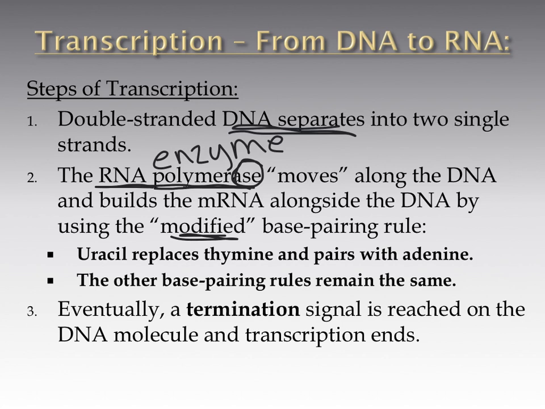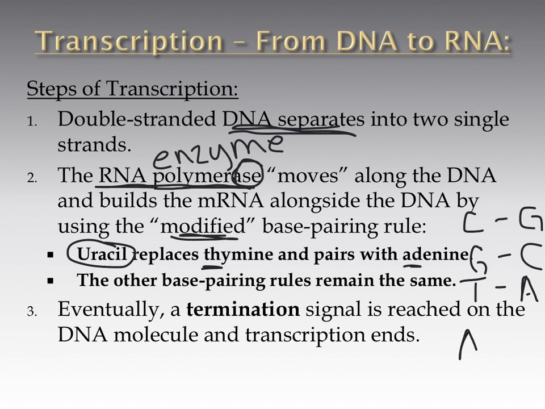The only difference is that when there is an A in the DNA, we're not putting a T in. We're putting a uracil in. Uracil is replacing that. All of the other base pair rules remain the same. If you have a C in the DNA, it's going to be a G in the RNA. If you have a G in the DNA, it's going to be a C in the RNA. If you have a T in the DNA, it's still going to be an A in the RNA. The only difference is that if there's an A in the DNA, that is now replaced with a uracil. That's the only thing that changes.